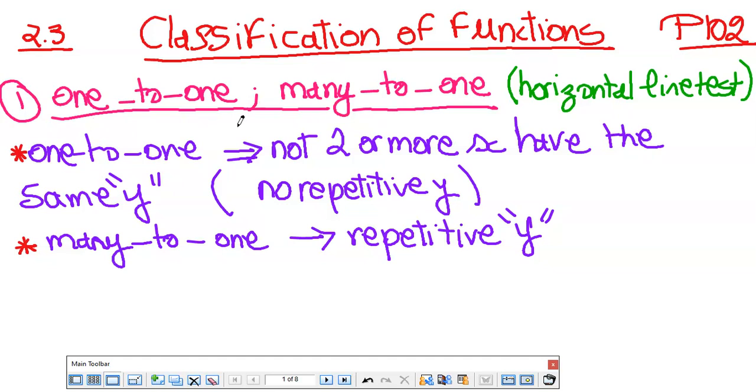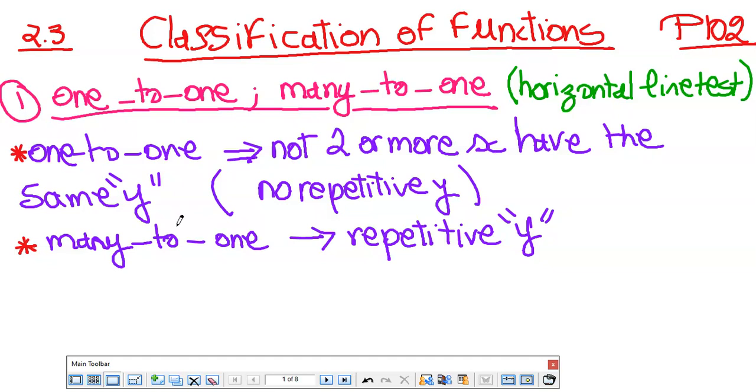What does it mean, one-to-one? What does it mean, many-to-one? And how do we check that? I can check it, if I don't have a graph, I just need to look at the value of y. We say it's a one-to-one function if there are not two or more x that have the same y.